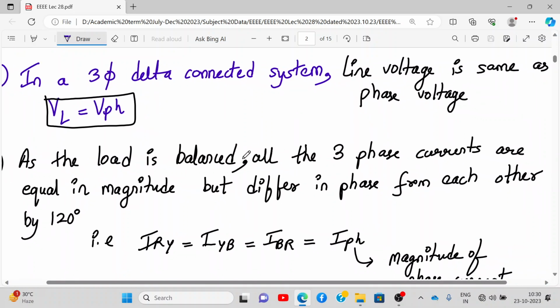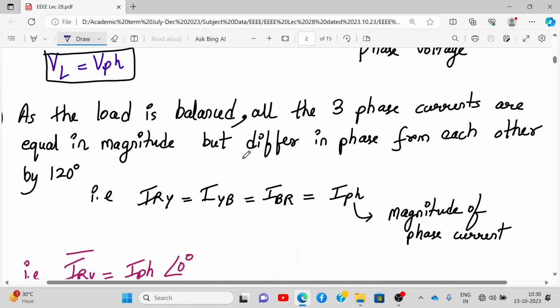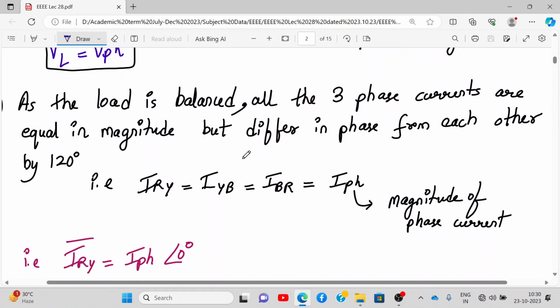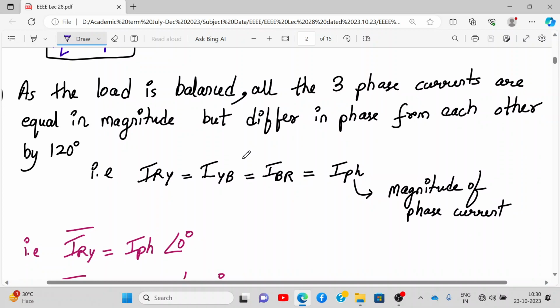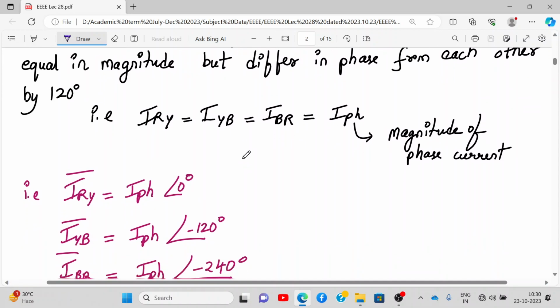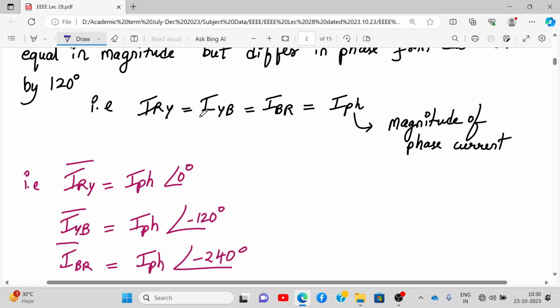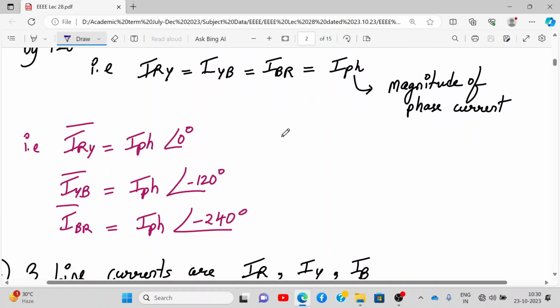Alright. Next, write down, as the load is balanced in a delta network, my current is different, but my voltage is same. So as the load is balanced, all the three phase currents are equal in magnitude but differ from each other by 120 degrees. So write down IRY is equal to IYB is equal to IBR is equal to I phase. And how do they differ from each other? By 120 degrees. So IRY is I phase at 0 degree. IYB is I phase minus 120 degree. IBR is I phase minus 240 degrees. Please note it down.